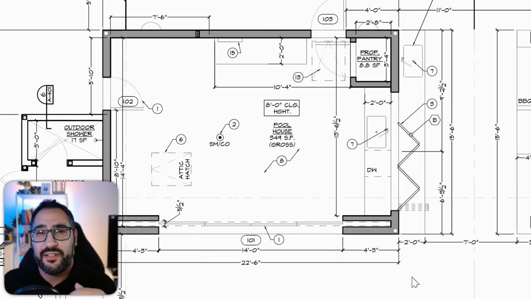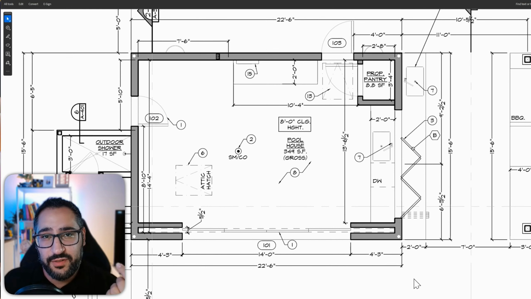Let's get started. Let's talk about the first type of math we do on a daily basis. And this is probably the most important one, and it's also kind of simple. So again, if you're super nervous about not being great at math, this is why I wouldn't worry too much about it. But there are some caveats to this. So check this out. This is a pool house. It's a brand new pool house. We can see some dimensions: it's 22 feet 6 inches by 15 foot 6.